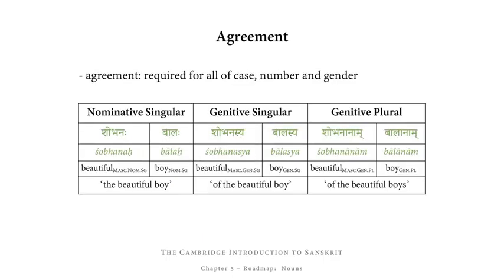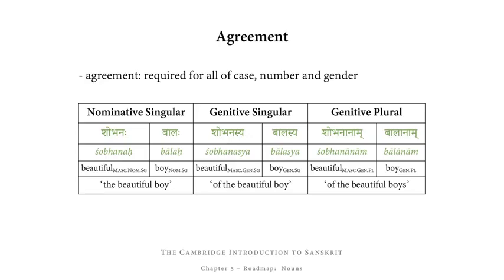Agreement is required not just for gender, but for all of these three categories: case, number, and gender. So, for example, if I have a nominative singular form, balah, boy, balah is inherently masculine. Every noun has a gender, and balah has masculine gender. And balah here stands in the nominative singular masculine, and therefore the adjective that refers to it also needs to stand in the nominative singular masculine. So we have shobanah balah.